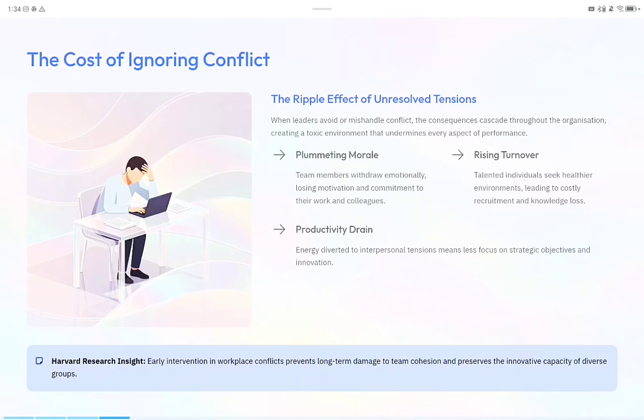So, what does plummeting morale mean? Plummeting morale means the team members withdraw emotionally, losing motivation and commitment to their work and their colleagues. And when there is no emotional connect, people come to office, people are part of your team, attend your meetings, but they are not giving in good ideas. They are not adding value to the work that is being done. They're just doing that 8-hour job and closing the day. And this kind of work is harmful.